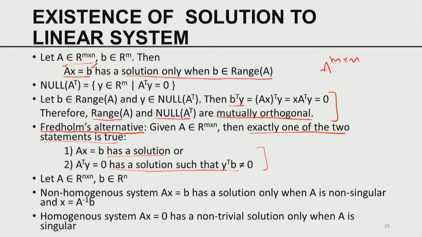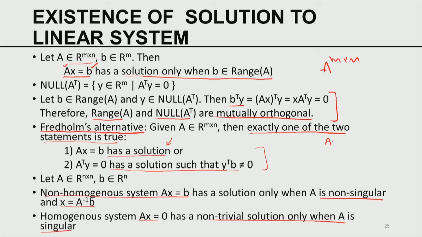When m is equal to n, A belongs to Rn by n, B belongs to Rn, then the non-homogeneous system of equations Ax is equal to B has a solution only when A is non-singular and X is A inverse B. That again follows from the Fredholm alternative. The homogeneous system Ax is equal to 0 has a non-trivial solution only when A is singular. So these are the two basic fundamental facts.